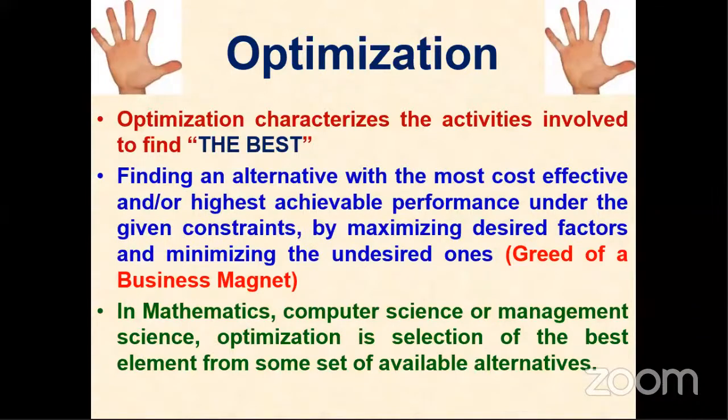One beautiful example in business may be Ola cars. Without a single car, this fellow keeps on maximizing. Of course, he has to invest a minimum on software. Similarly Zomato, without a single hotel, has maximized the factors and maximized the profit. So that's what the greed of any business magnate will be. You want to minimize the undesired ones and maximize the profit. That is the ultimate aim.